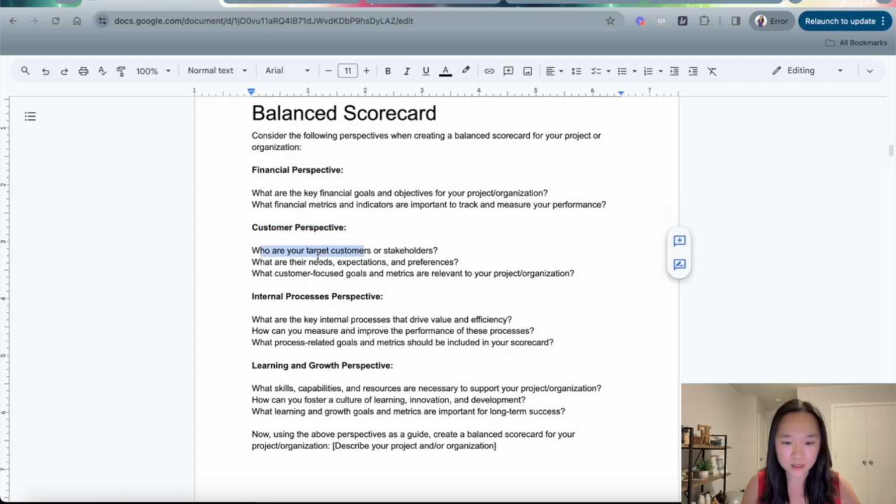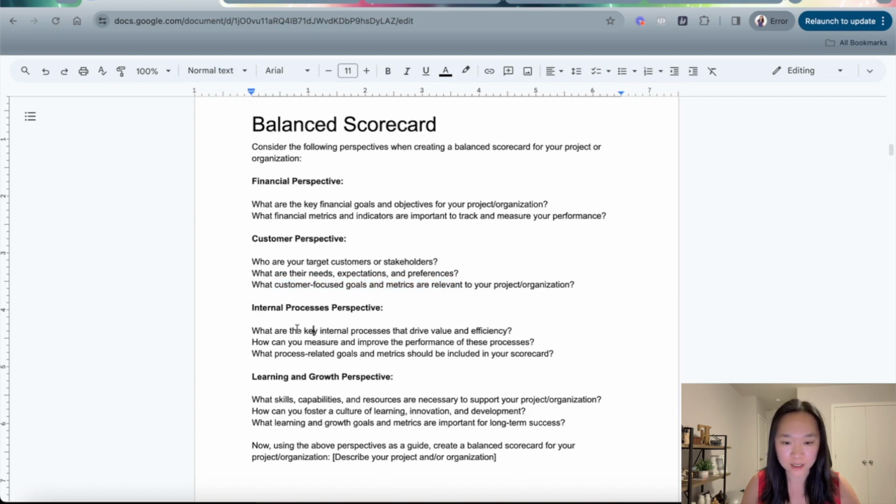So who are the target customers? What are their needs, expectations, or preferences? And what kind of goals and metrics should we be measuring that's relevant for our project or organization? Then the next section we want to take a look at is the internal process perspectives. So what are the key internal processes that drive value and efficiency? How do we measure and improve the performance of these processes? And what are process-related goals and metrics that should be included in the balanced scorecard?